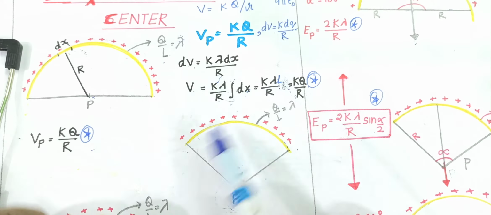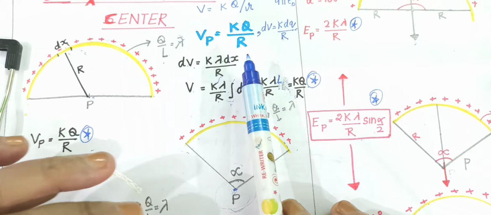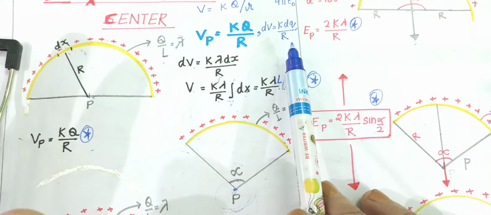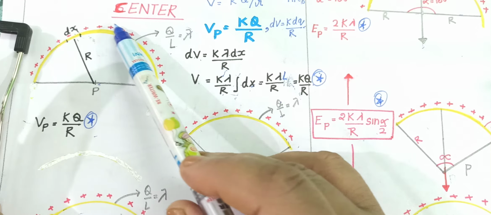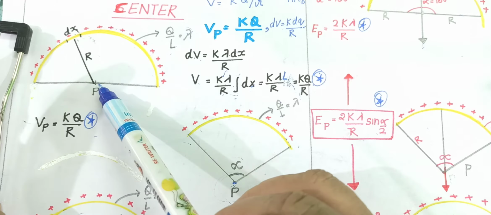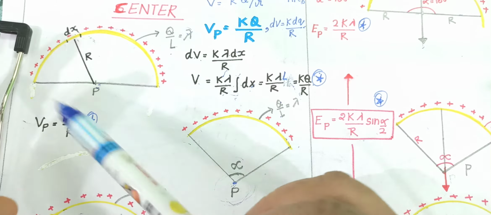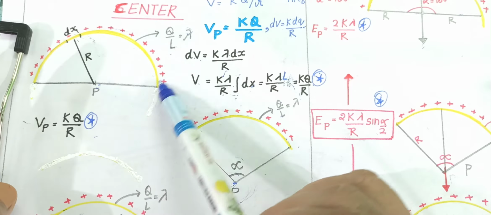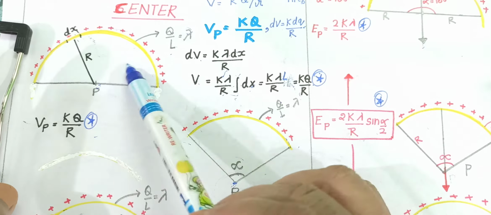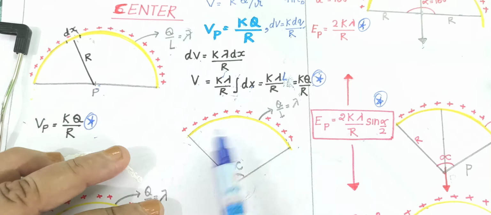So actually we can write it directly. I just have shown you this whole process so that you know the mathematics behind it. But actually you can observe that all the elements are at the same distance from P. So all the elements will produce k dq upon r. Therefore the whole ring will produce kq upon r. Is it clear? Now take another case.